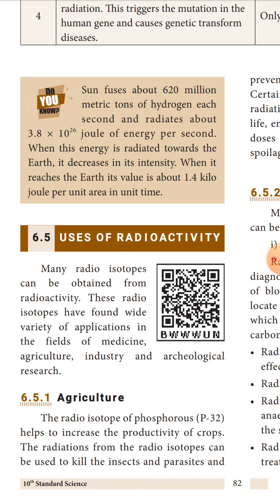Do you know the sun fuses about 620 million metric tons of hydrogen each second and radiates about 3.8 × 10^26 joules of energy per second. When this energy is radiated towards the earth, it decreases in its intensity. When it reaches the earth, its value is about 1.4 kilojoule per unit area in unit time.